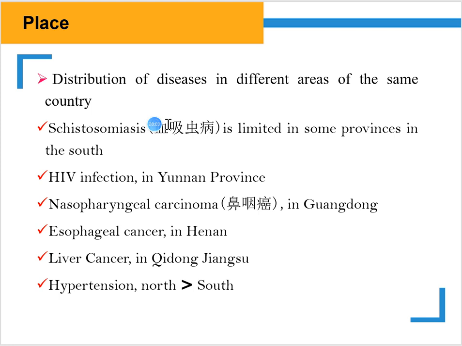Distribution of disease in different areas of the same country, in China. Schistosomiasis is limited to some provinces in the south. HIV infection is more common in Yunnan province. Nasopharyngeal carcinoma in Guangdong. Esophageal cancer in Henan. Liver cancer in Qidong, Jiangsu. Hypertension in the north, more than the south.